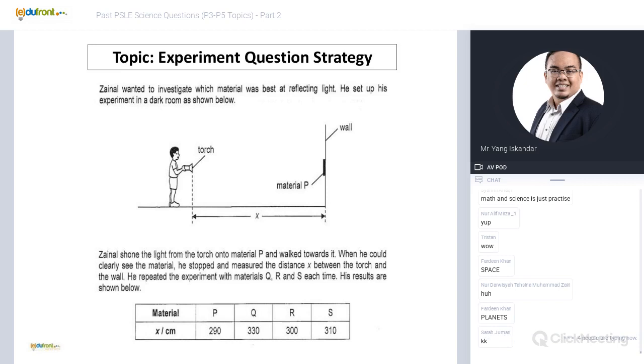All right, let's take a look at the next question. The next question I'm going to share with you is a past PSLE question on how to answer experiment question strategy. This is especially for the P5 students. P6 students, I've emphasized again and again since the beginning of the year how to approach experiment type questions. Experiment type questions are very, very, very common in the exams, in the PSLE, and in the end of year exams. Now, what do I mean by experiment question?